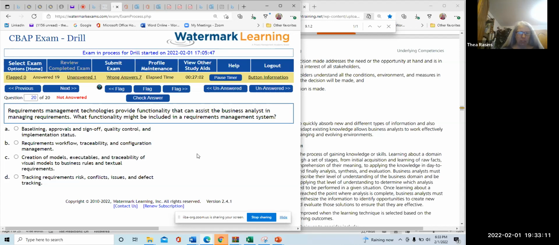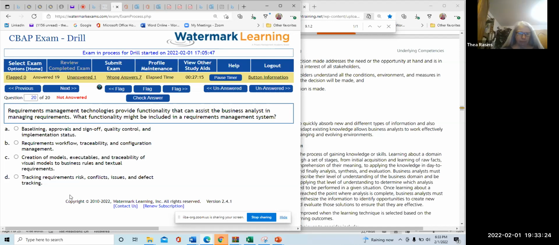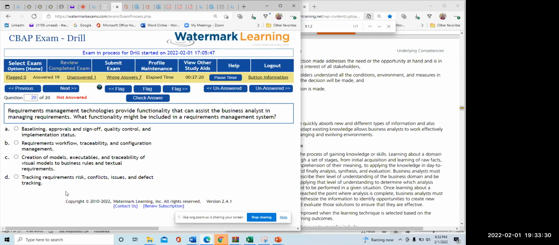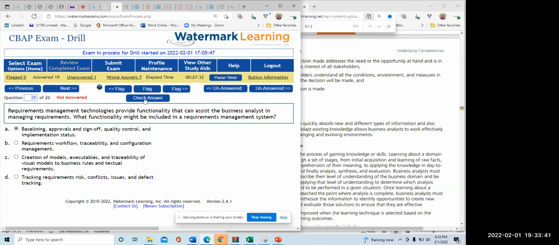For instance, what you use Jira for, or ServiceNow. Or A, I'm thinking about A or B. Which one? I'd say A. I would agree with you.